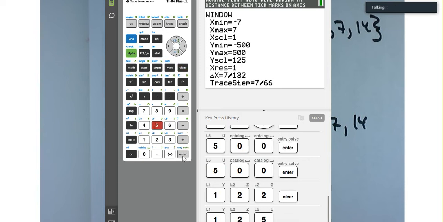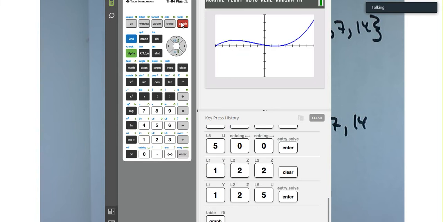125. And graph. Okay. So yeah, we did get one at, it looks like negative 7. In fact, let's confirm it. If I hit the trace key and type in negative 7, look, it puts a point right on the x-axis, right? Negative 7 for x and 0 for y. So that's great confirmation.